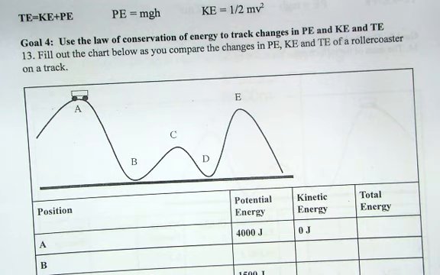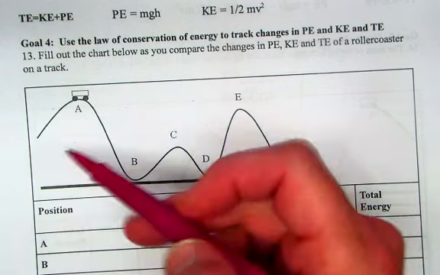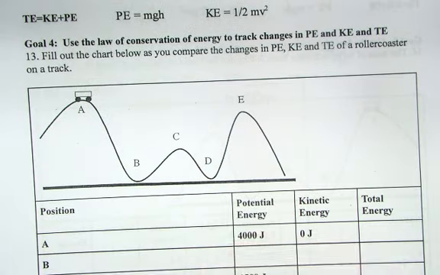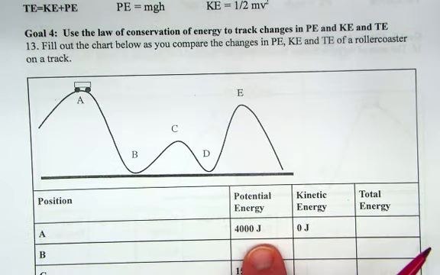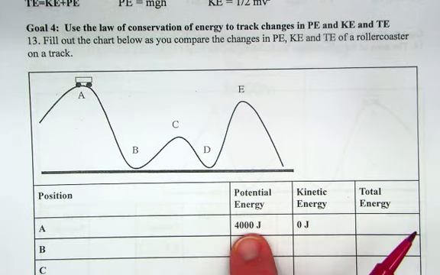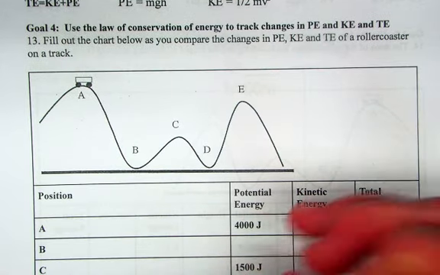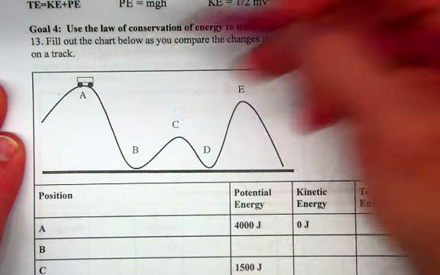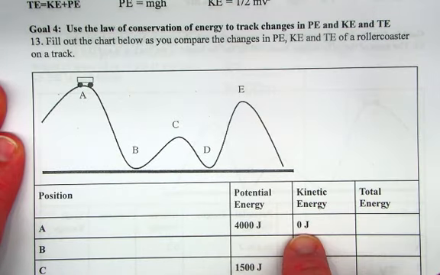This video is to show you how to do goal 4 and 5 from the energy unit. If we look at the roller coaster that moves between A, B, C, D, and E, what we want to do is use the conservation of energy to know what the energy is at each position. So at the top, we can assume, they tell us here, that there's zero kinetic energy because it's at rest.